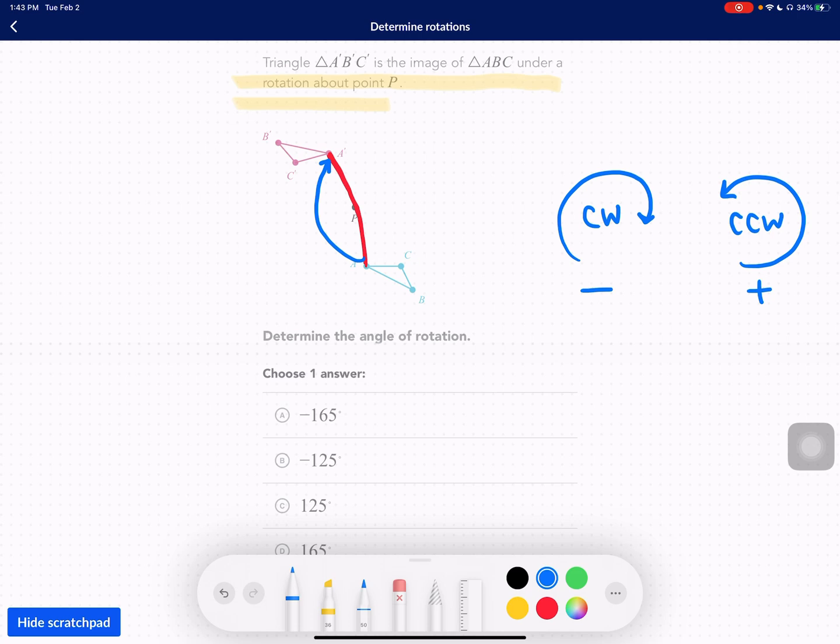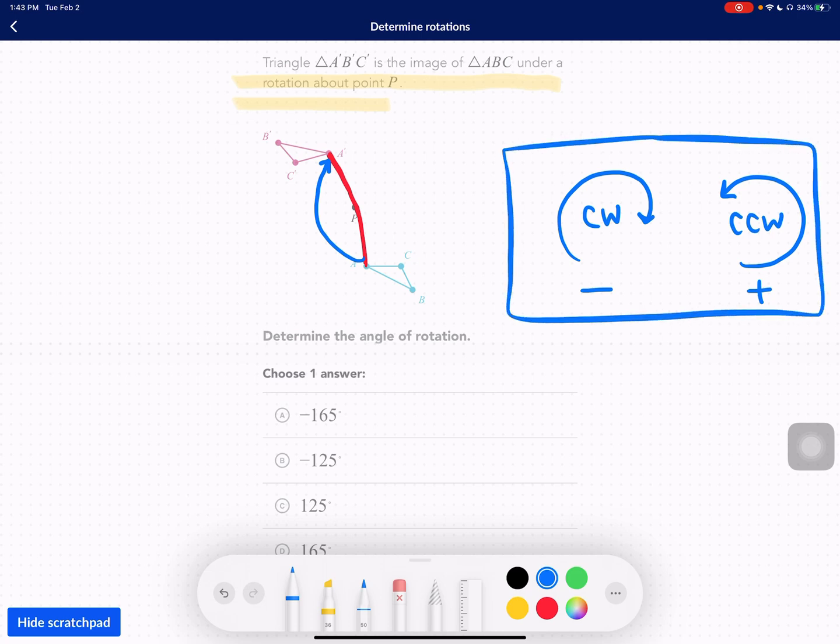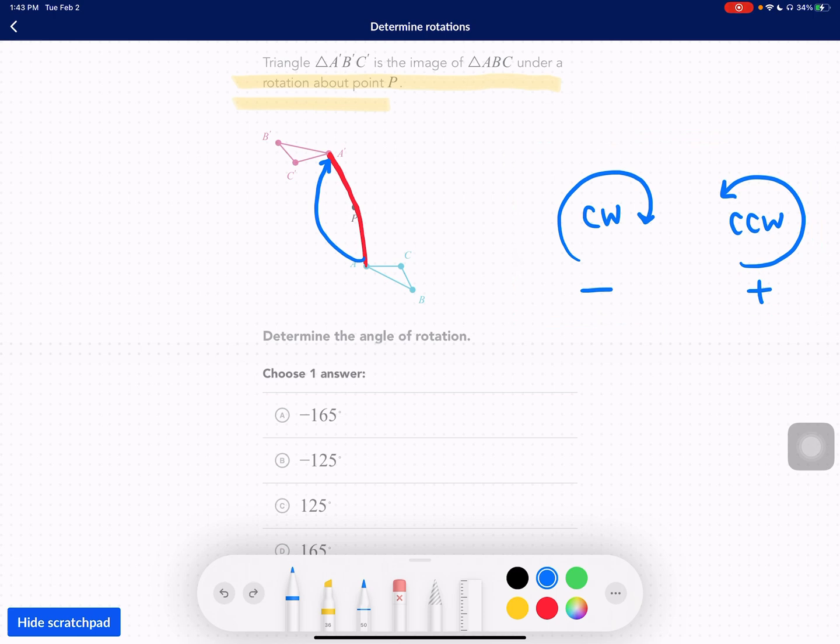But just remember to draw this down. We know that if we move clockwise, it is a negative rotation. Counterclockwise is a positive rotation. And you can do huge positive rotations and keep it positive. But for Khan Academy, we need to make sure to identify the difference between the negative rotations and the positive rotations. Okay, so looking at our answer choices here.